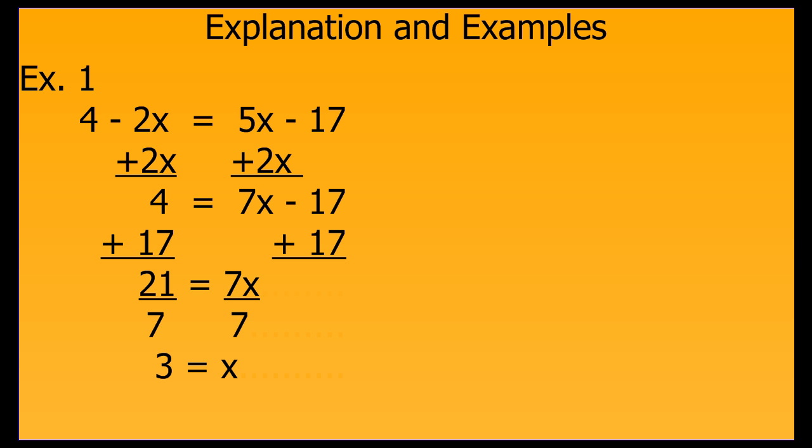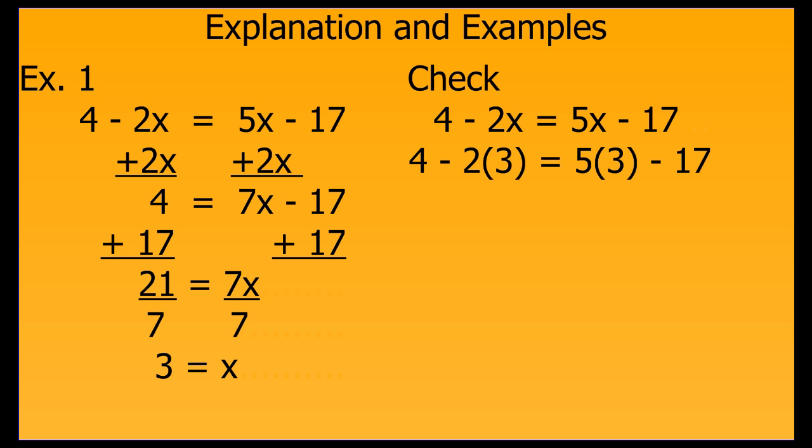But as we've seen before, we can check our solution to make sure it's correct. We rewrite the equation. Then we substitute in the answer we got, in this case 3, for the variable x. Then we simplify. Since both sides of the equation end up being equal, we know our solution was correct.